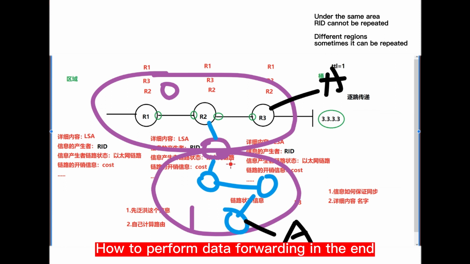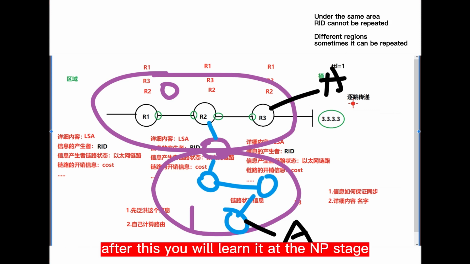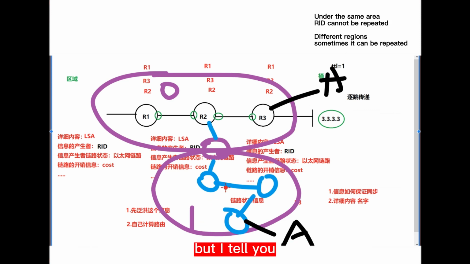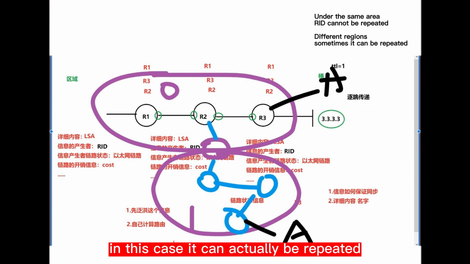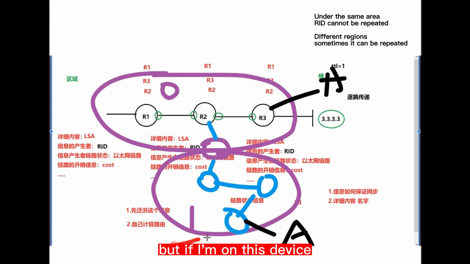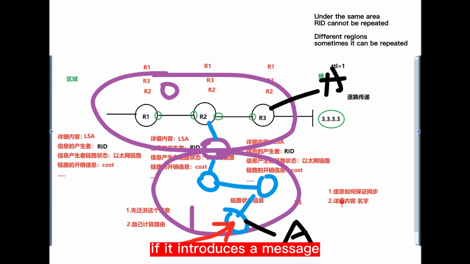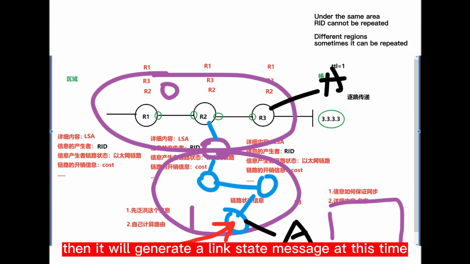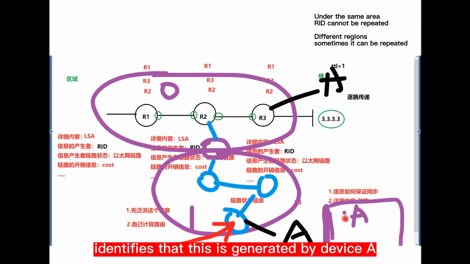How is data forwarding performed in the end? There will be a default route here. You will learn it at the NP stage. But I tell you, there will be problems when this is repeated. In this case it can actually be repeated. But if I introduce an external route on this device, it becomes another role. You will learn ASBR later. It is equivalent to an externally introduced router. If it introduces a message, then it will generate a link state message at this time, identifying that this is generated by device A.